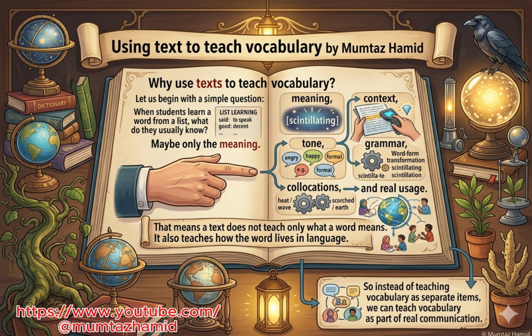Why use texts to teach vocabulary? Let us begin with a simple question. When students learn a word from a list, what do they usually know? Maybe only the meaning. But when students learn a word from a text, what can they learn? They can learn meaning, context, tone, grammar, collocations, and real usage. That means a text does not teach only what a word means, it also teaches how the word lives in language. So, instead of teaching vocabulary as separate items, we can teach vocabulary as part of real communication.